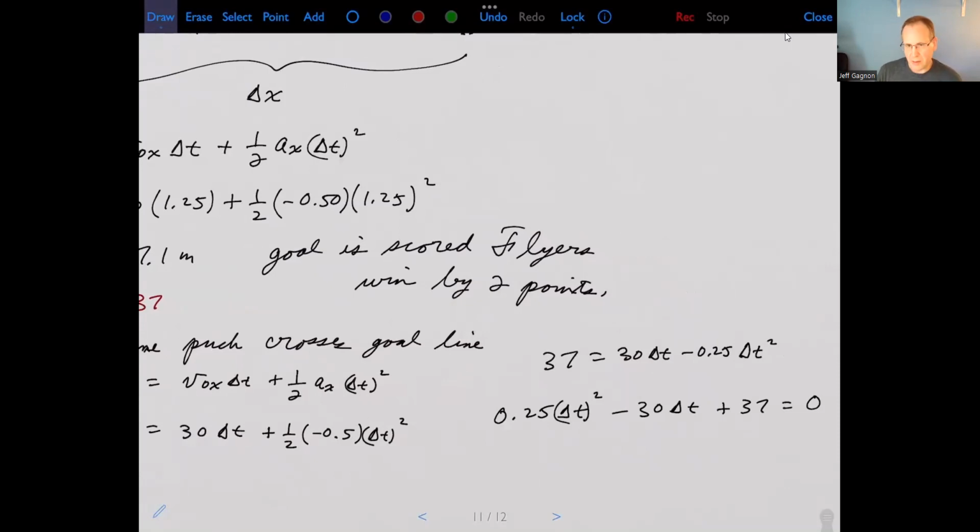Well, there's a couple ways. You could get your calculator to do it, right? If it's set up to solve a quadratic equation, you could use the quadratic formula. However you want to do it, you want to solve this. Okay, so for example, you can solve using the quadratic formula.